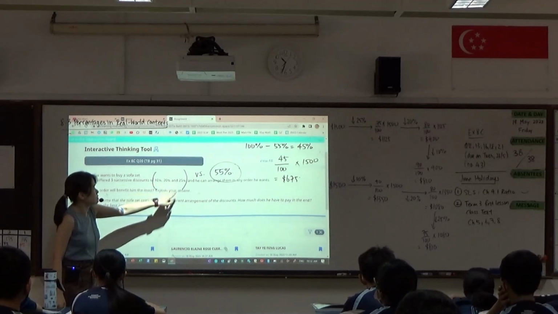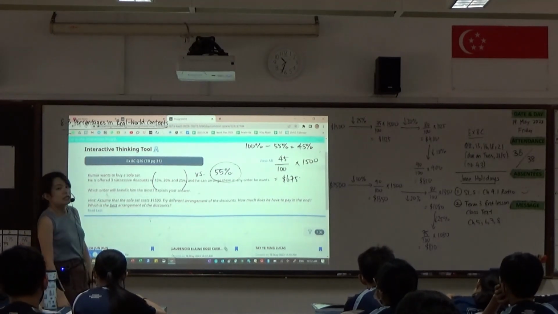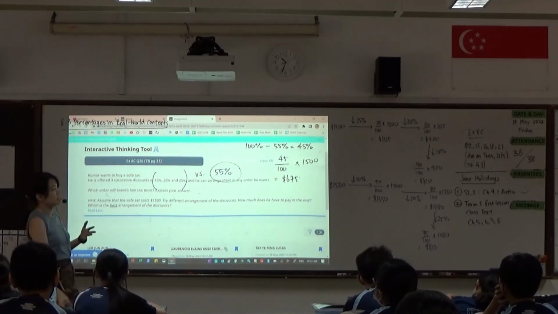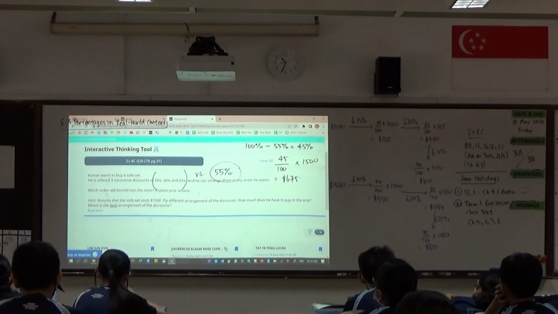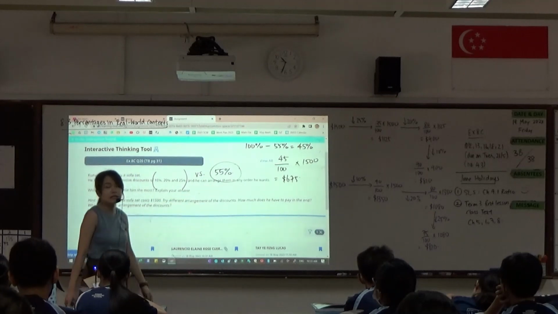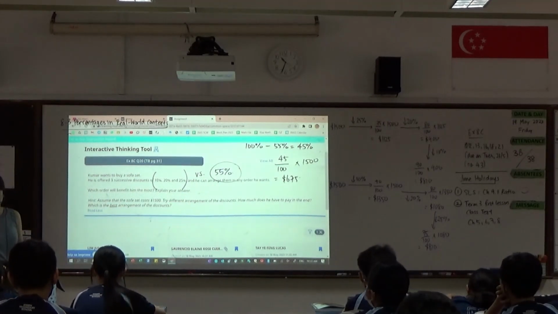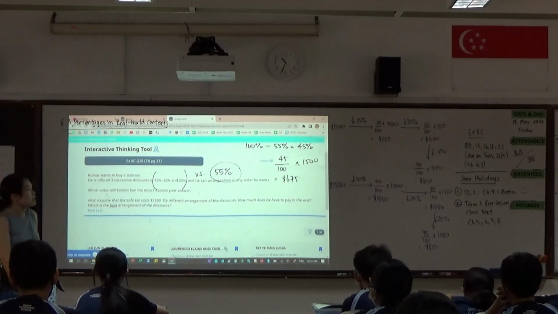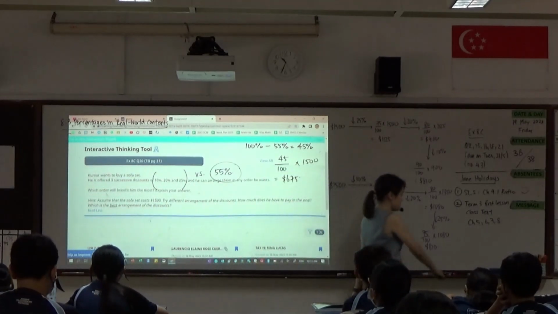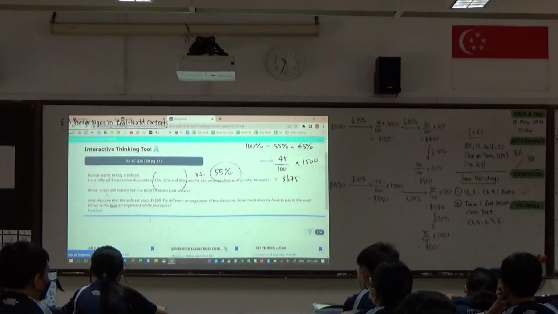So 10, 20 plus 25 does give us 55, but when you are thinking of how much to actually pay, or which offer to take up, this is actually a better offer to take up as compared to this one. Any questions? Alright, so let's save some money, and not pay the original price. Don't be lazy.